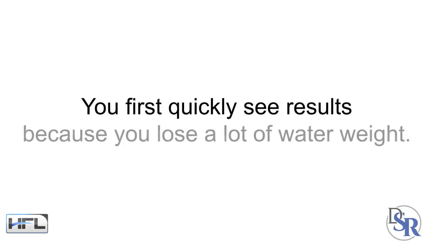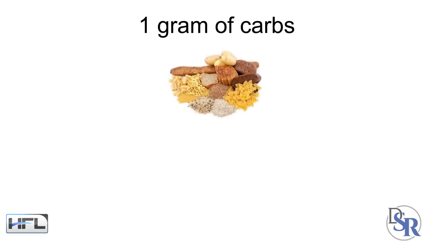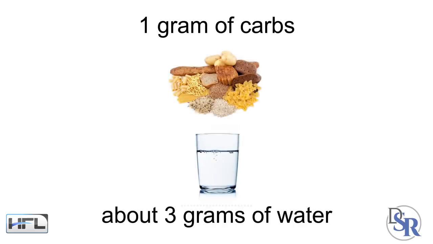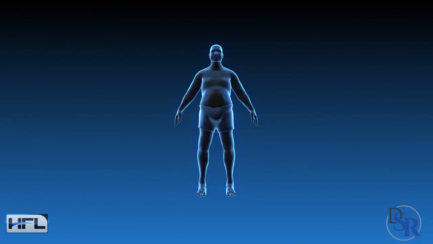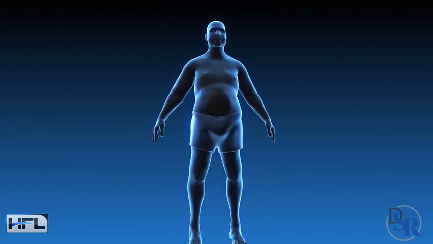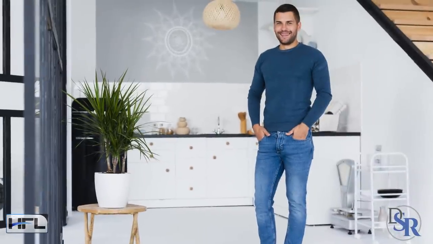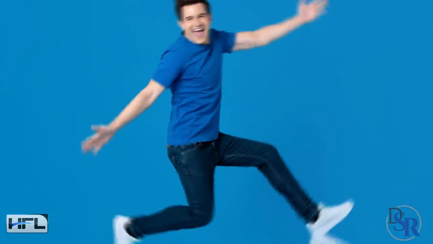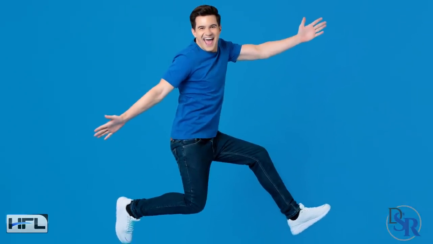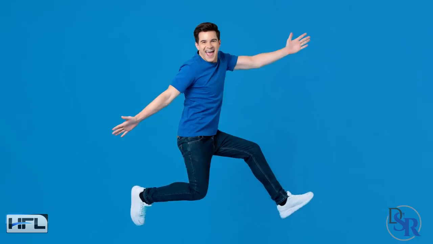First, you quickly see the results because you lose a lot of water weight. And this is because for every 1 gram of carbohydrates, you hold about 3 grams of water. So when you do lose the weight, it's not fat loss, but the scale shows improvements in weight loss, and you obviously look better because you're retaining less water, which I naturally do. Initially, I was also more energetic having lower carbohydrates.